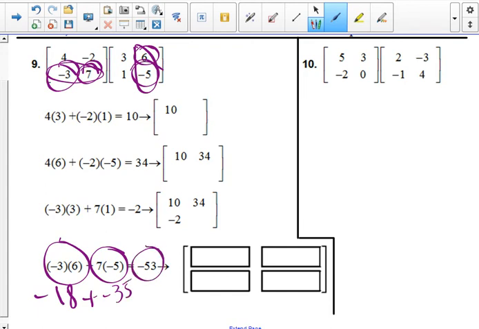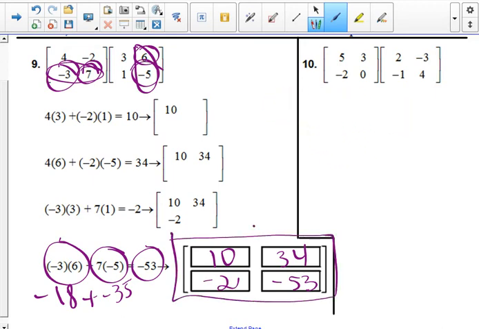So where is that one going to go? Second row, second column, negative 53. So now write the others in, 10, 34, and negative 2. And that's how you do it. That's your answer.